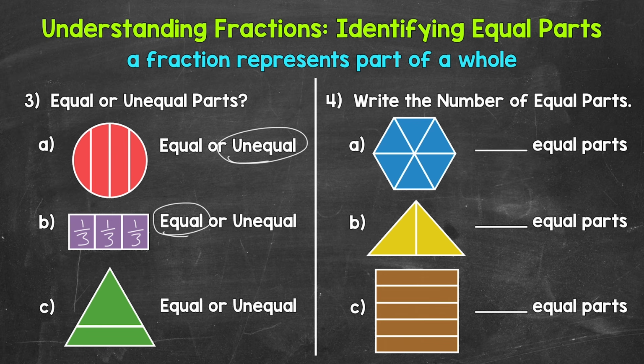Moving on to C, do we have equal or unequal parts here? Well, these are unequal parts. They are not the same size. Let's move on to number 4, where we need to write the number of equal parts each whole is divided into. Let's start with A. We have 1, 2, 3, 4, 5, 6 equal parts. So 6 equal parts. This is what we call sixths. So each equal part is 1/6 of the whole.